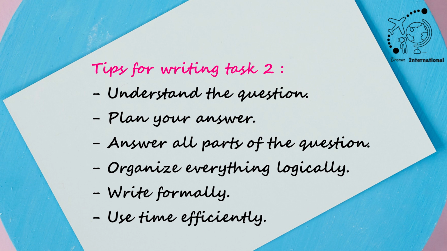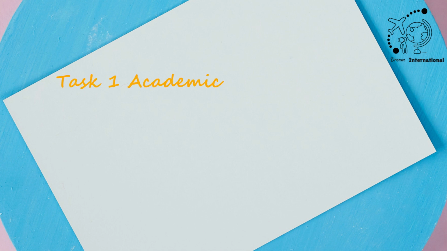Then you have to organize everything logically. A sequence should be there. Write formal words instead of informal ones, for example, instead of like, use such as, and use your time efficiently. You should give time to proofread as well. Now talking about task 1.